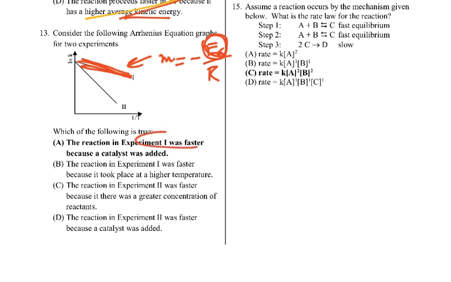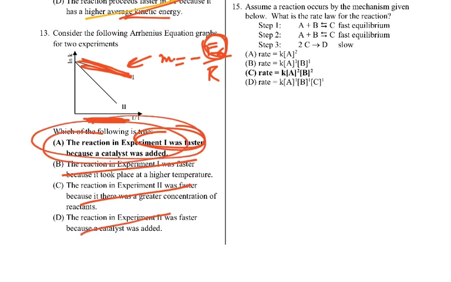Well, it definitely is going to be faster. That part's okay. We don't really know that there was a catalyst added. Let's check the other answers. The reaction in experiment 1 is faster because it took place at a higher temperature. No. Okay, this whole thing here is different temperatures, and we're talking about K's at different temperatures. No, it's not the reaction happening at several temperatures, so that's not going to help us. The reaction in experiment 2 was faster because there's a greater concentration. No, 2 is not faster. And the reaction in experiment 2 is faster because the catalyst was added. That's not true. So the only good answer here is A. Experiment 1 is faster, probably because there was a catalyst added.